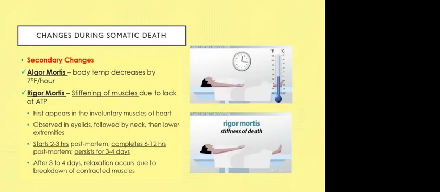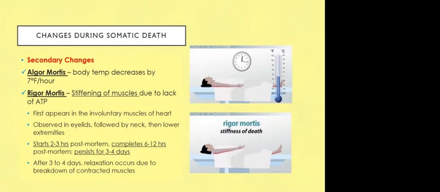So the body temperature will decrease. The rate is 7 degrees Fahrenheit per hour. Okay, so this is important. The temperature of the body is important in establishing the time of death. So they are checking the temperature of the body during medical, legal, and postmortem examinations to know the time of death.